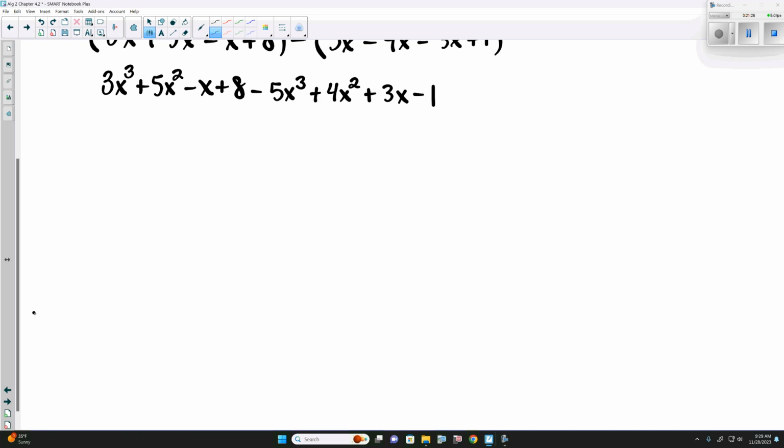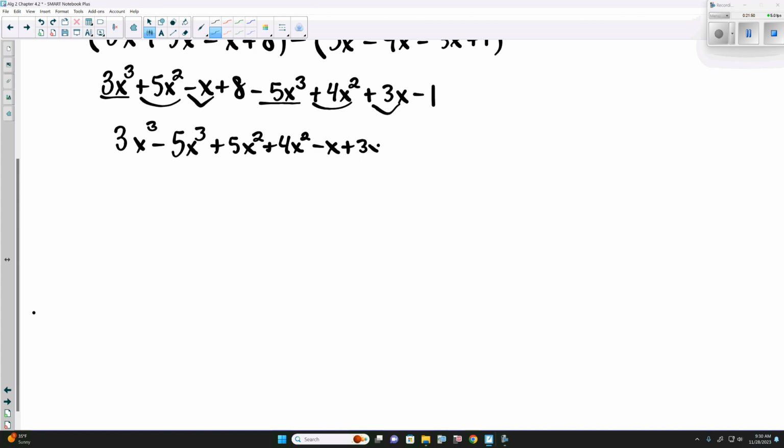At this point here, if we want to put the like terms next to each other, we can. Because our 3x cubed and our negative 5x cubed. Our positive 5x squared and our positive 4x squared. Our negative x and positive 3x. Positive 8 and negative 1.